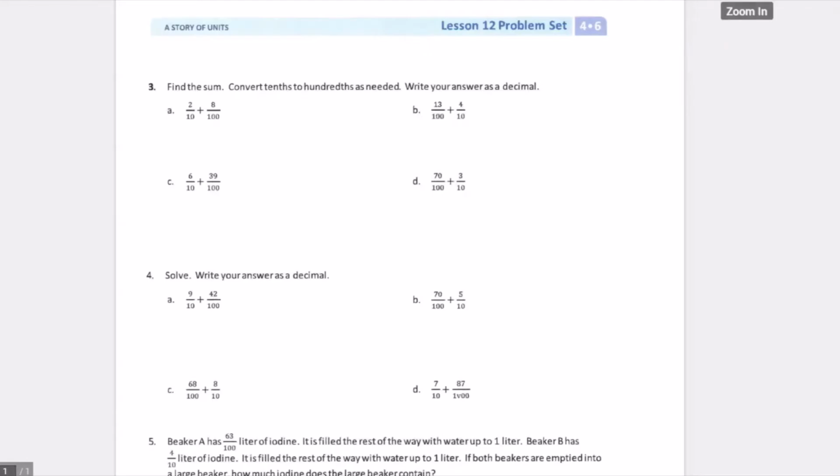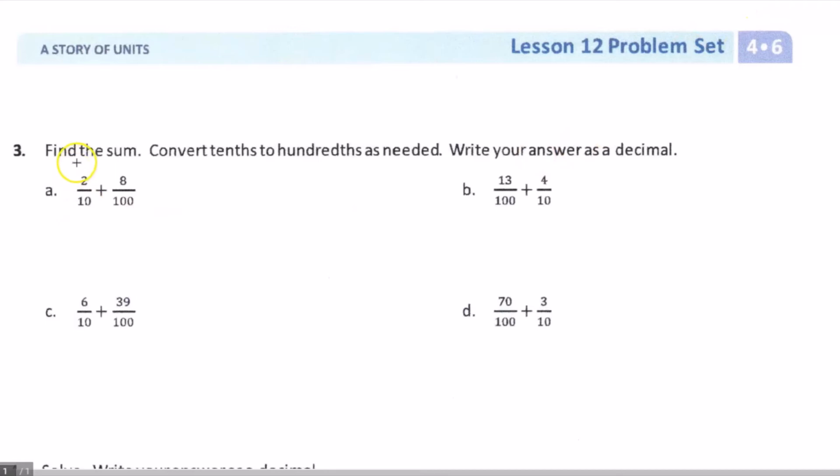All right, let me zoom in a little bit. Okay, now we're dealing with convert tenths to hundredths as needed. Write your answer as a decimal. So this is a little bit more freestyle. So we see here we have 2 tenths plus 8 hundredths. What do we have to do? The tenths has to become hundredths. What was that simple trick I showed you? Turn the tenths into hundredths by adding a 0 top and bottom. The same thing as multiplying 10 times the top and bottom.